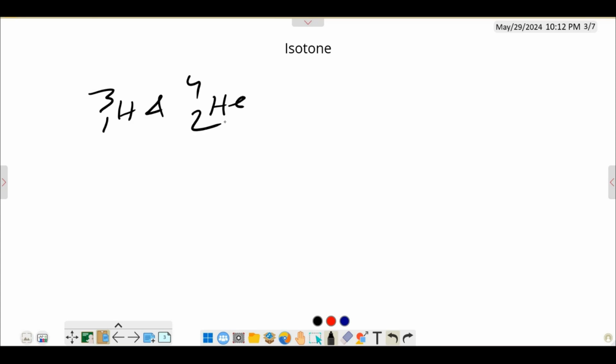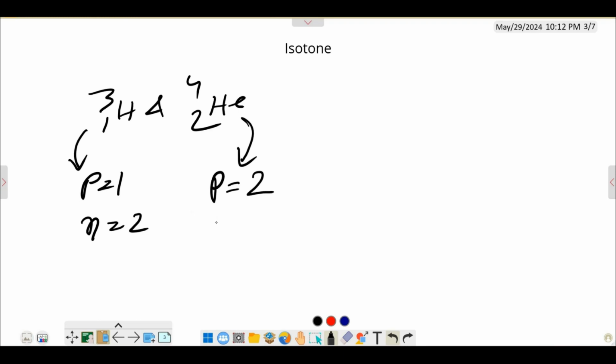Now in these two cases, for example, in 3H1, if you calculate the number of protons, it will be equal to 1. Whereas in case of helium 4,2, the number of protons will be equal to 2. If you calculate the number of neutrons in both these cases, it will be equal to 2. So the number of neutrons is same in these two cases, whereas the number of protons is different. Therefore, these are called isotones.